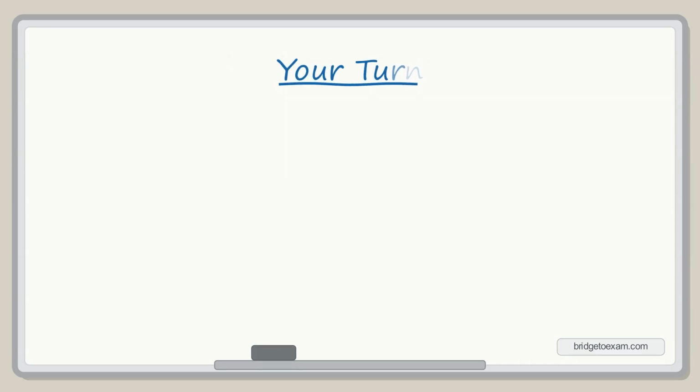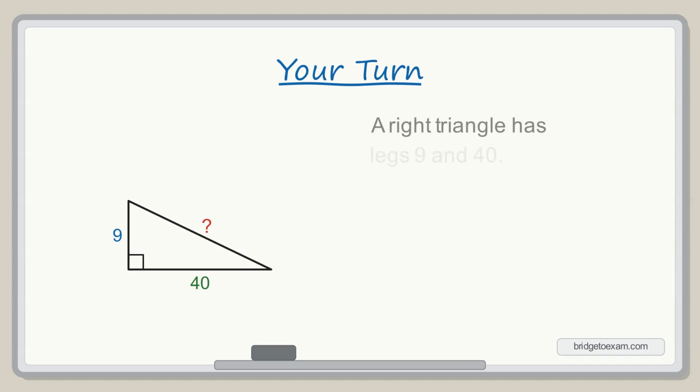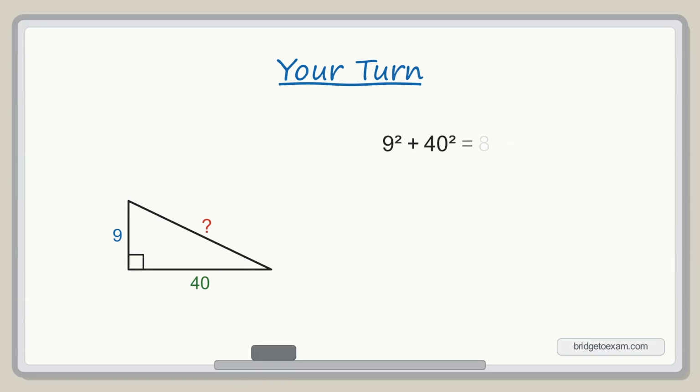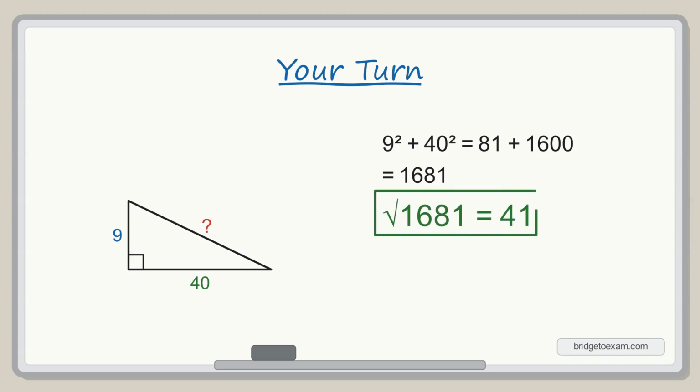Your turn. Module 1 style. A right triangle has legs 9 and 40. Find the hypotenuse. Pause and see if you recognize the triple. 9 squared plus 40 squared is 81 plus 1600, which is 1681. The square root is 41. That's the 9, 40, 41 triple, one worth memorizing for the real test.